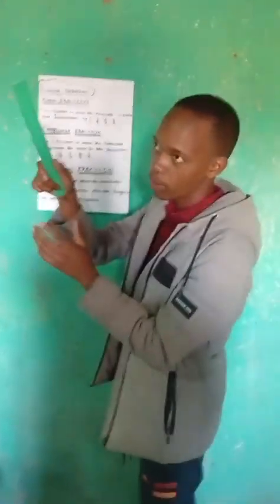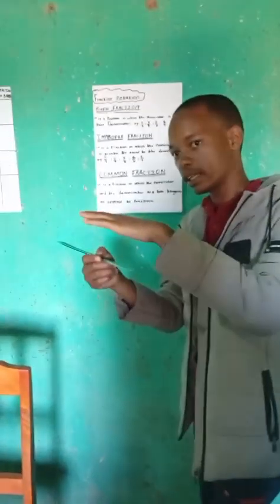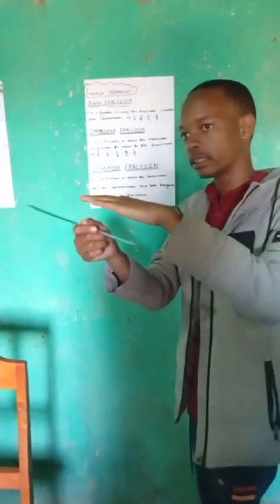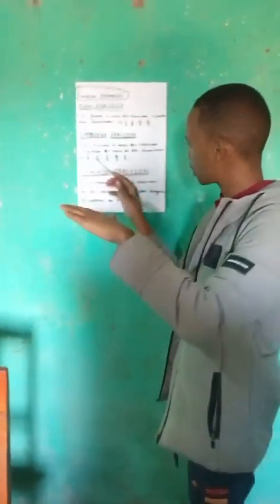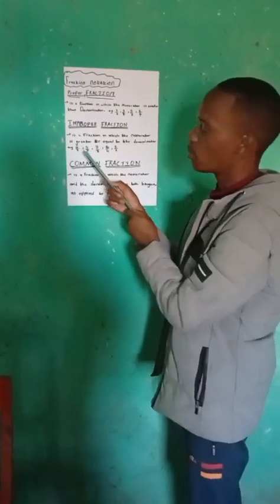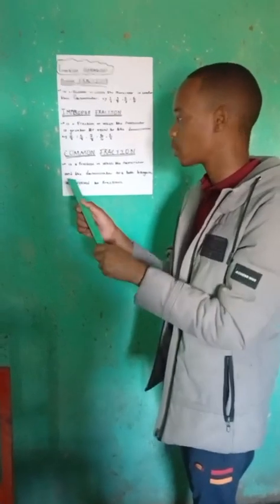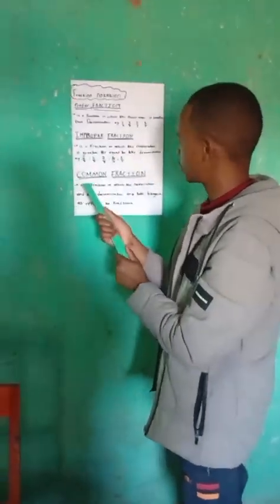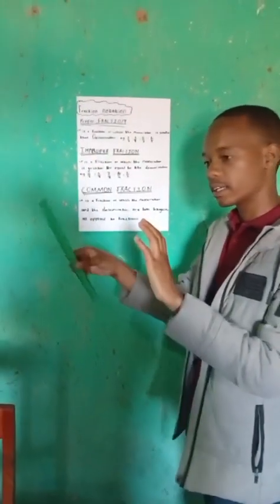Right now, let's take some examples. We have 4 over 3. 4 is bigger than 3, which is the denominator, which means the name of the fraction is improper fraction. Then we have 5 over 2. 5 is bigger than 2, so it's an improper fraction. Then we have 7 over 5. 7 is bigger than 5, so that's an improper fraction.